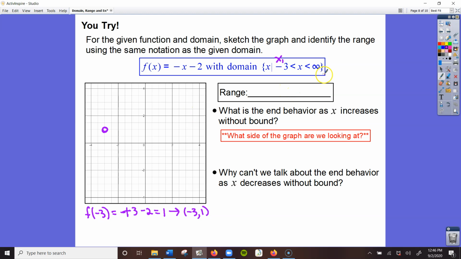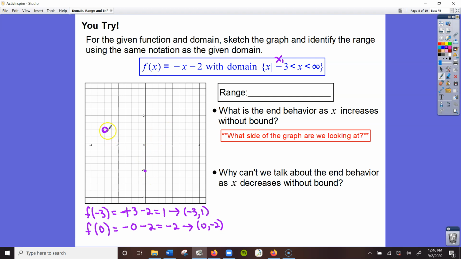Now in this example, it does open up forever to the right. So since I don't have an endpoint, if you want to just plot one more point, you can pick a number that is to the right of -3. Let's say I choose 0. I am going to plug in x is equal to 0. That means that we would have -0, which is just 0, minus 2. And that gives me -2. So the coordinate that I'm going to plot is 0, -2, which is right here.